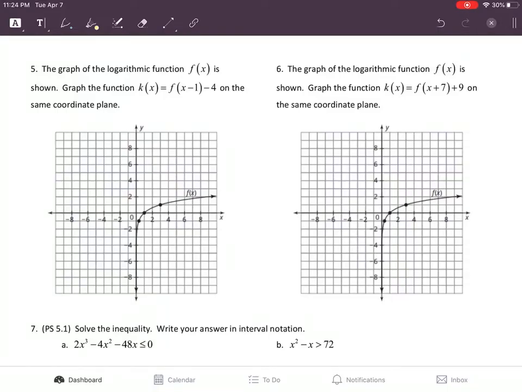All right, this is going to be part 2 of the review sheet for the summative, which is on Thursday. All right, for question number 5, we're looking at transformations.